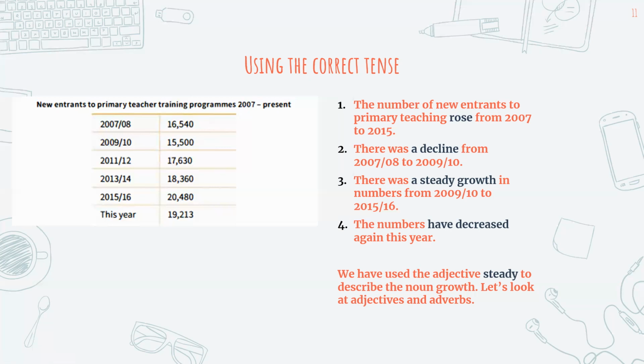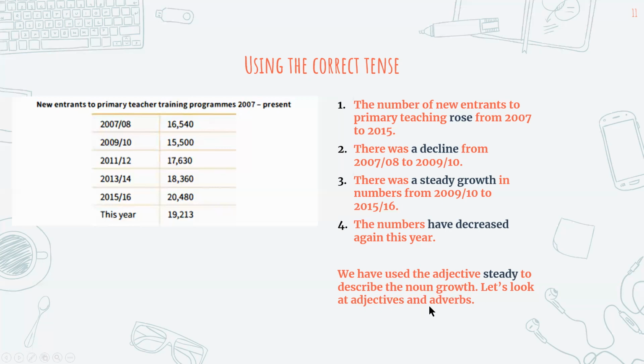Look at the last one. The numbers have decreased again this year. Have decreased because of this year. We talked about this in the intermediate course. This year is still an incomplete period of time. It's not about the past. It has to do with the present time. We have used the adjective steady to describe the noun growth.